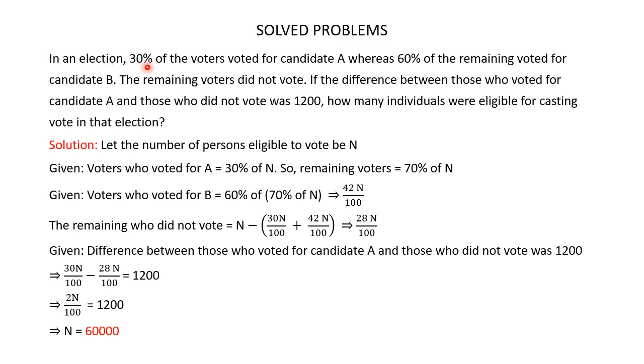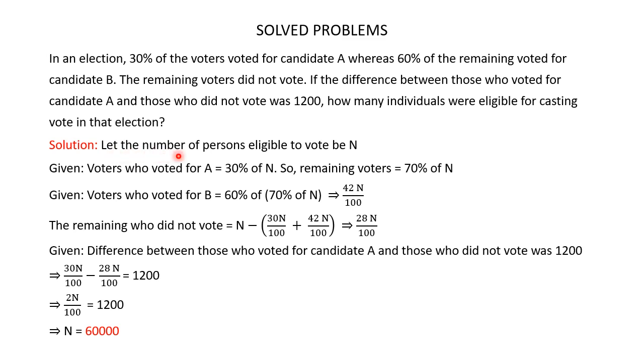In an election, 30% of the voters voted for candidate A, whereas 60% of the remaining voted for candidate B. The remaining voters did not vote. If the difference between those who voted for candidate A and those who did not vote was 1,200, how many individuals were eligible for casting vote in that election? So we have to find out how many individuals were eligible for casting vote in that election.